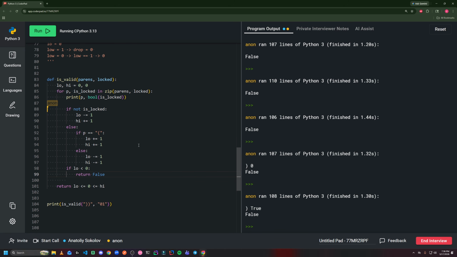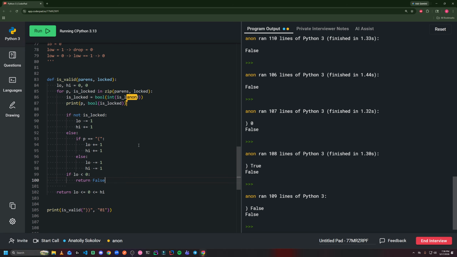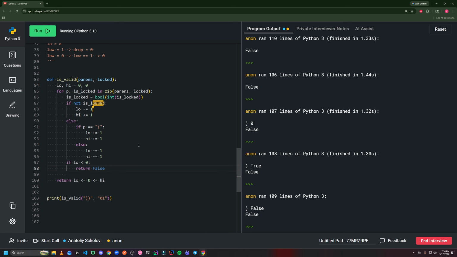All right, so I think it's evaluating the 0 to be true because it's a string. I see. So you need to turn it into an int and then check. That's one way to do it, I guess. Okay, I'll just do it here. Oh, that works too. Okay, so at least we're now checking this correctly.